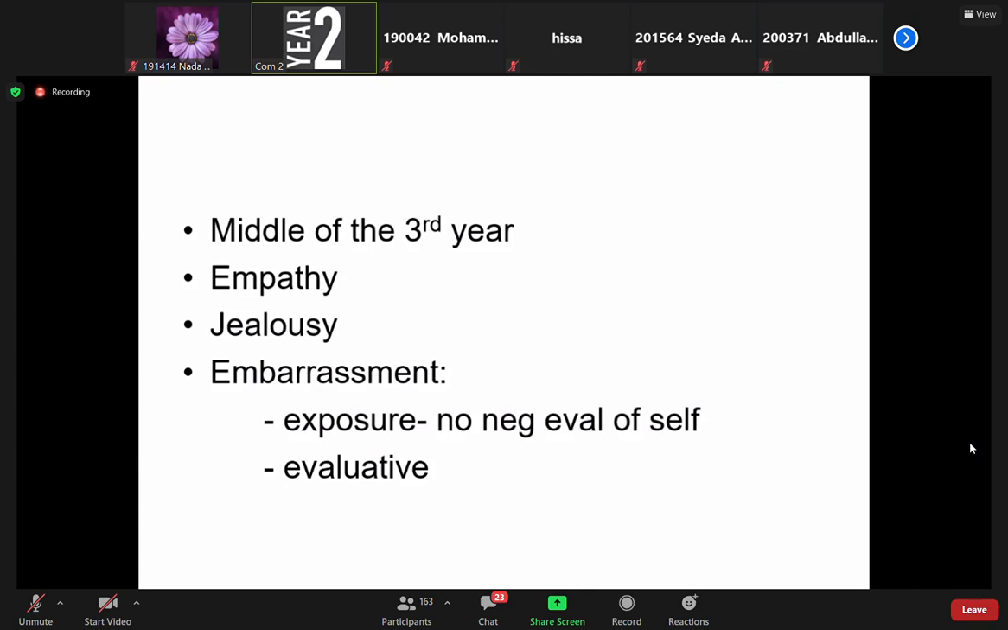Okay, so embarrassment, okay, so it's exposure. It could be to negative evaluations of self. So if someone tells you, I just thought you'd be a lot smarter than this. Like if a mom tells her kid, why are you not as smart as whoever, or you should be smarter. So a negative evaluation of a person makes them feel really embarrassed.